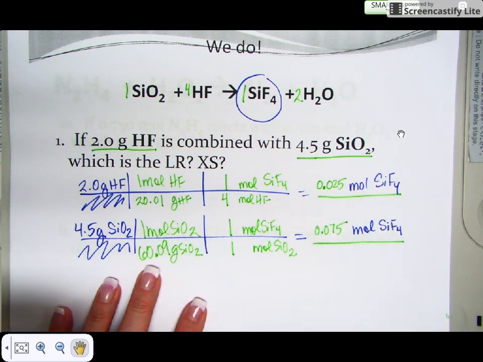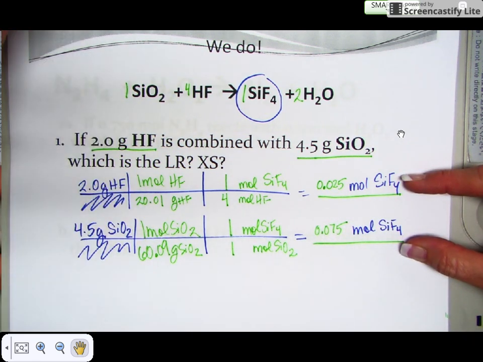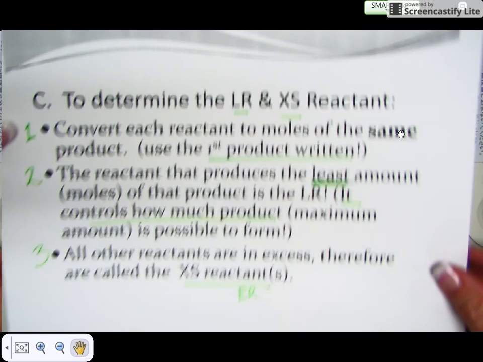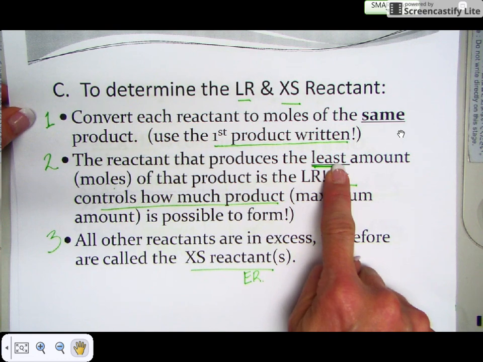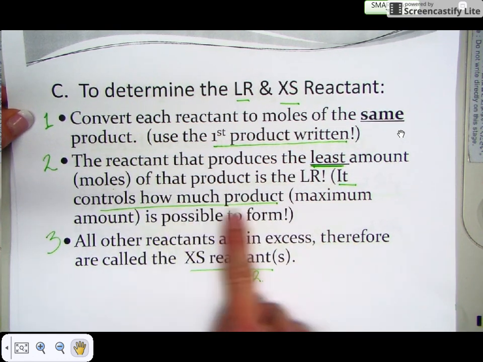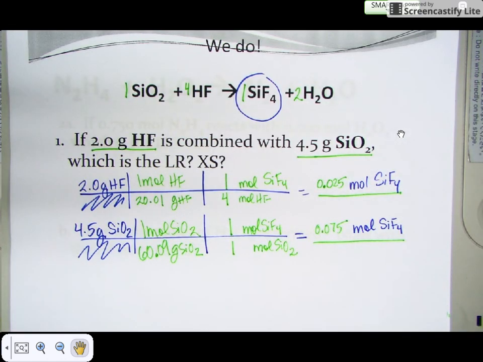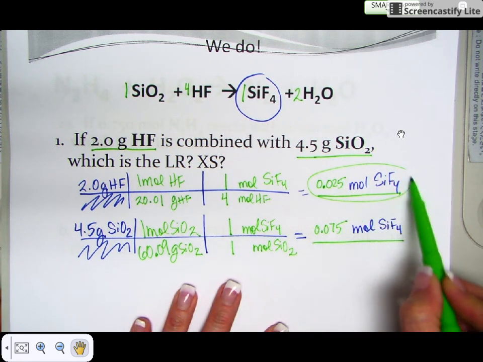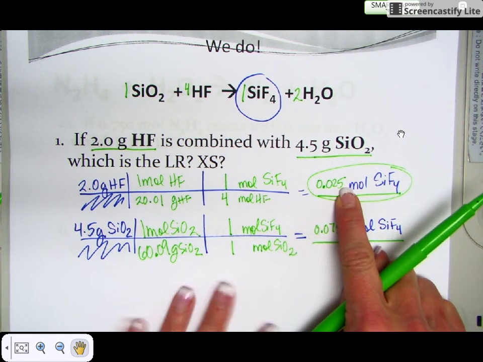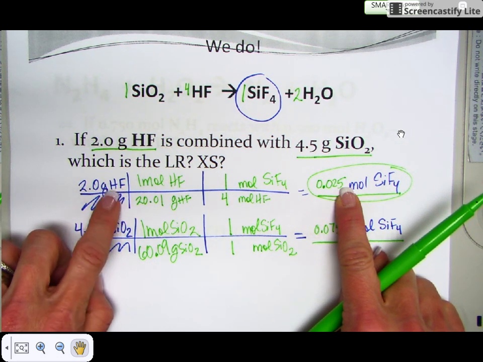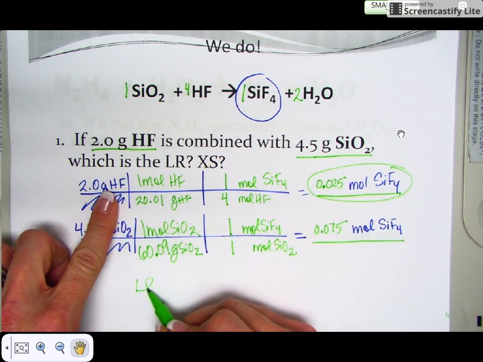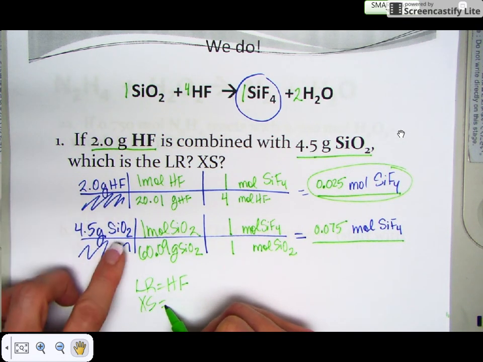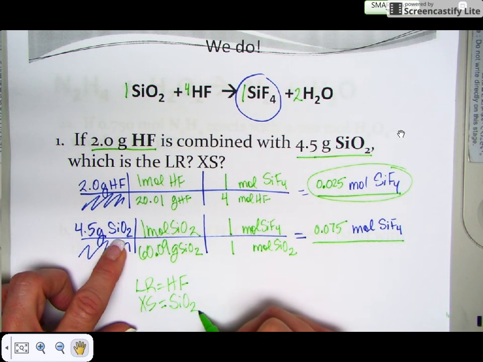Now, this is the point where you can decide who the limiting reactant is. Remember, whichever one makes the least amount is your limiting reactant. The reactant that produces the least amount is your limiting reactant. So, the smaller number is 0.025. That means that the limiting reactant is HF, so you would write down the LR is HF, and the excess reactant is the other reactant, SiO2.